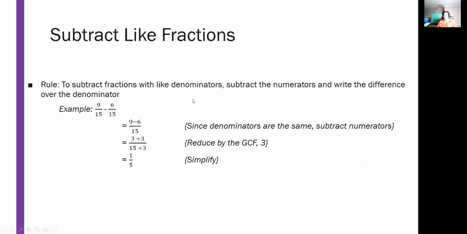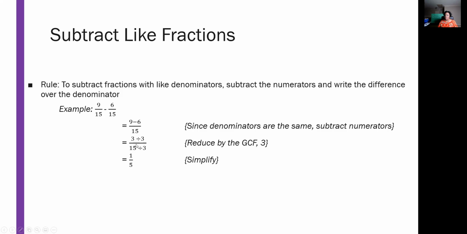Okay, subtract like fractions. Here's another rule. These rules we must go over. Remember these rules, and write them down in your journal, because this is very important. The rule to subtract fractions with like denominators: subtract the numerators and write the difference over the denominator. Example: you have 15/15 minus 6/15. You take those numerators, and since it's the same denominator, you can subtract 9 minus 6. That's 3, and so then you have 3/15.